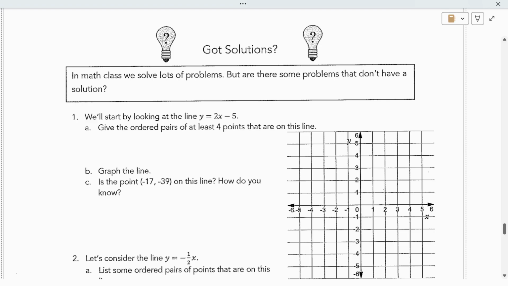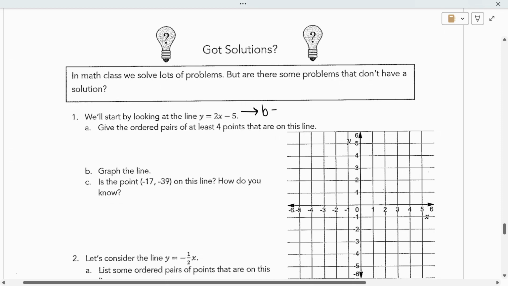So where am I going to begin? What is my y-intercept? B equals -5. What is my slope? It's just 2. X is not part of slope. It's 2, so that's the same thing as 2 over 1. So that means I'm going to go up 2 and to the right 1.